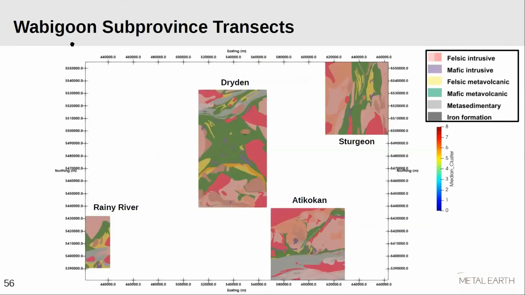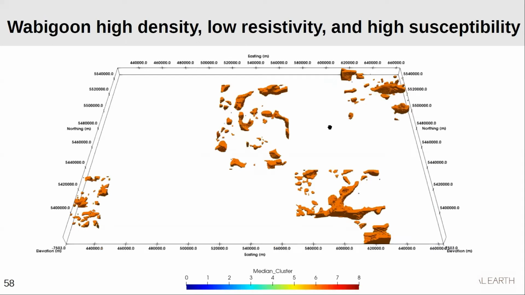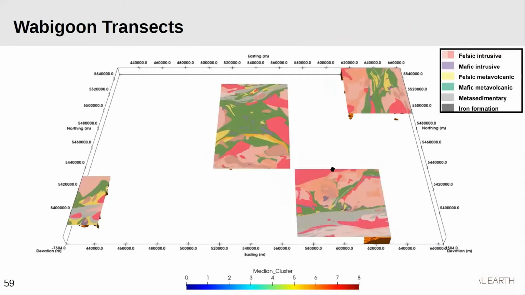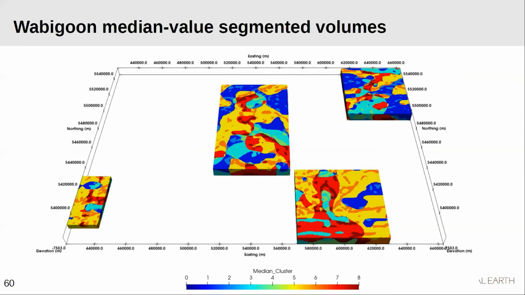Going to the Wabigoon province, these are now the 4 transects that I finished: Rainy River, Dryden, Atikokan, and the Sturgeon. And that's how the distribution of those high density, low resistivity, and high susceptibility will look for the Wabigoon. And again, this is their 3D distribution. And then I put the geology on top just for comparison if anybody wants to look at them later. And that's the final color.